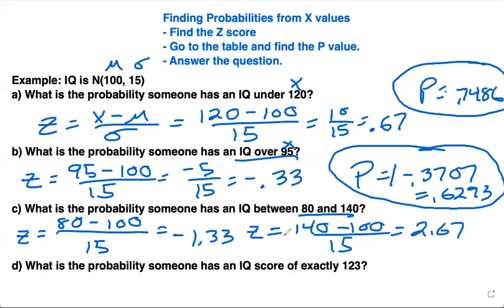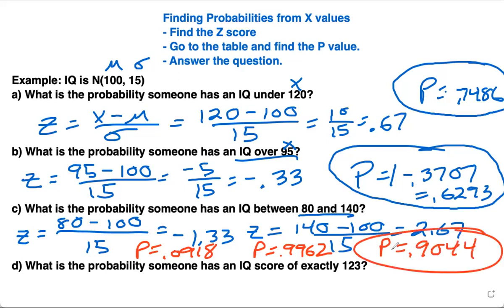Okay, here we go. So this one is 0.9962. This one is going to be 0.0918. What am I going to do? Subtract them. So in my calculator, I'm going to subtract 0.9962 minus 0.0918, and I'll get 0.9044 for that one.